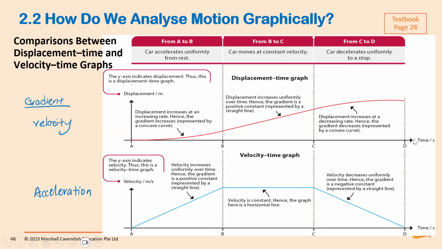Okay, then next I need to link it back to the displacement time graph, which is velocity. Decelerating means that the velocity decreases. I'm moving slower and slower and slower. The velocity decreases. So decreasing velocity means decreasing gradient. So my gradient gets more and more gentle. It's decreasing. So you get a slope like this.